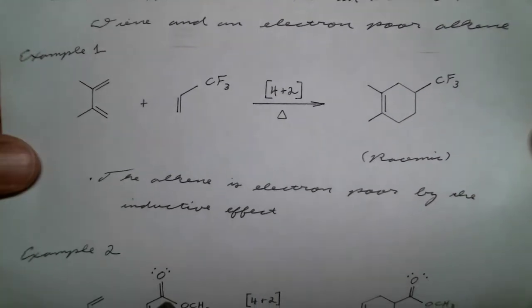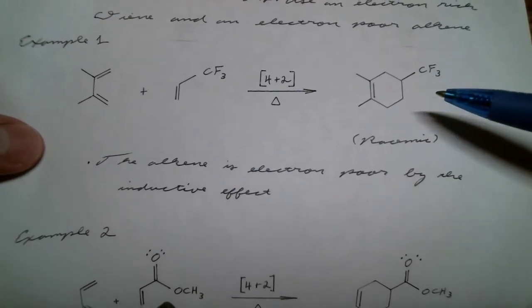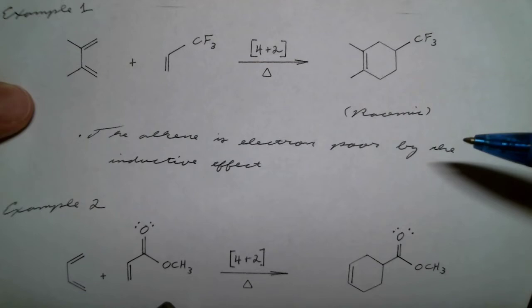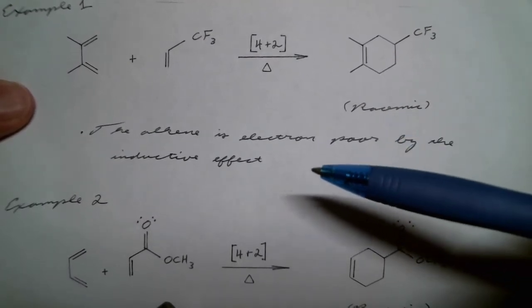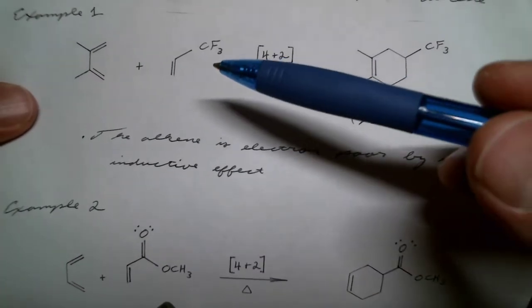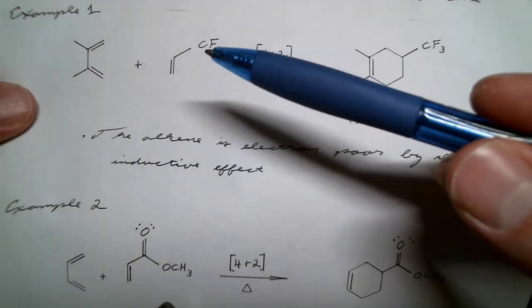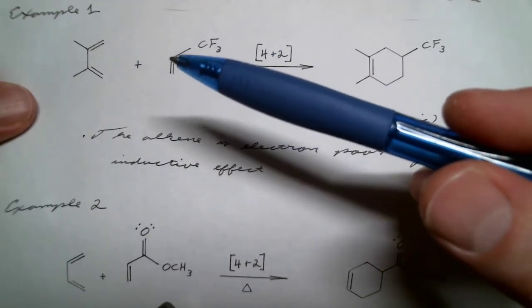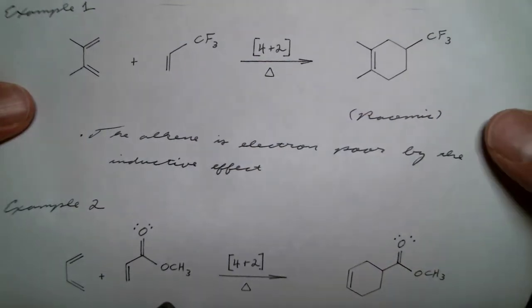We'll talk more about regiochemical outcomes and stereochemical outcomes in a later video. It's kind of interesting stuff. The alkene is electron poor by what? Inductive effect. We've got all these highly electronegative fluorines that suck electron density out of the carbon, which then pulls it out of the carbons that form the pi bond.